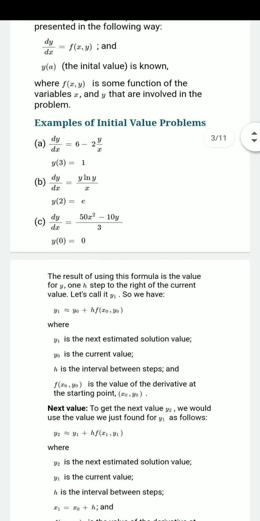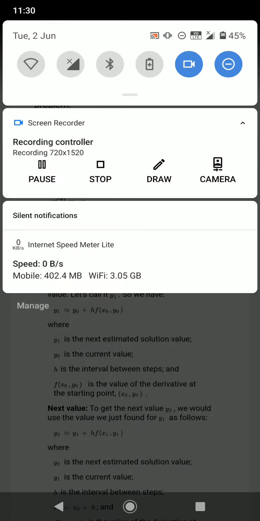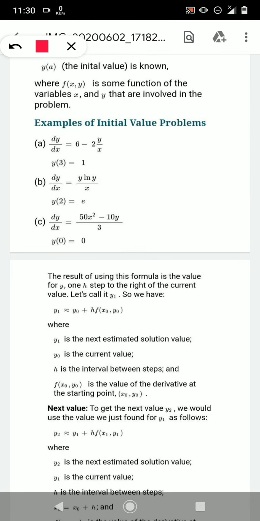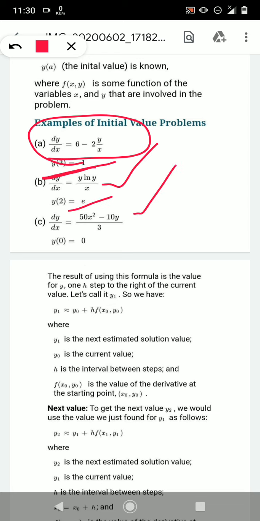These are some examples of initial value problems. Examples: y' equal to 6 minus 2y/x with an initial condition, and other examples, each with an initial condition. Now, how it works.